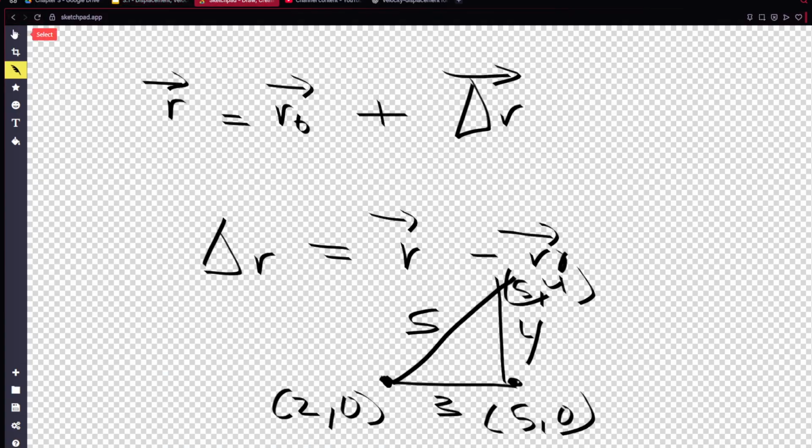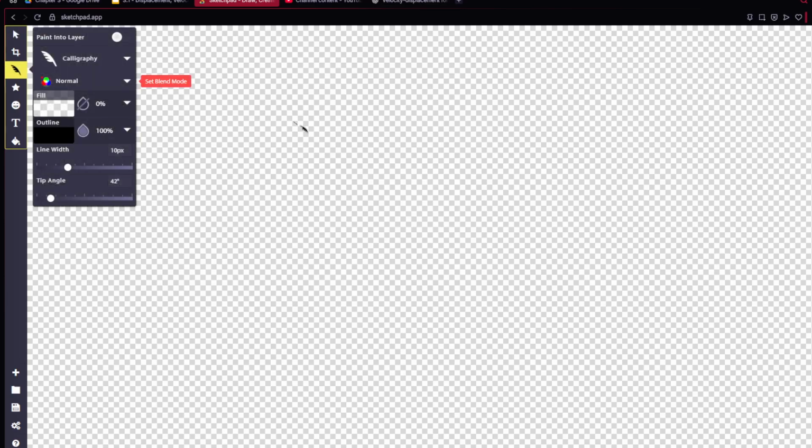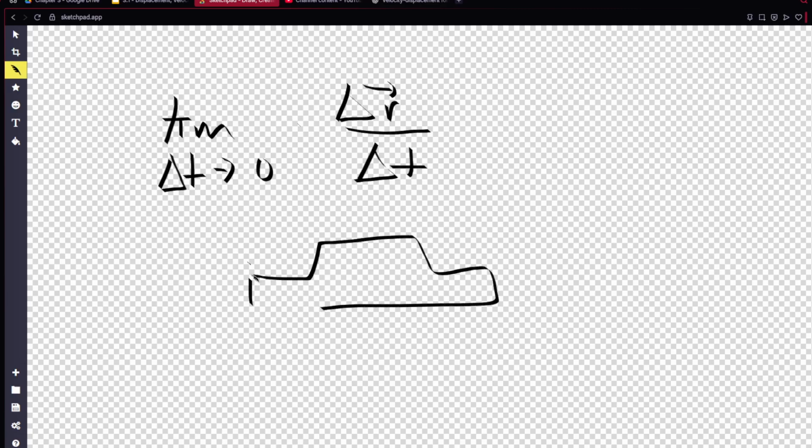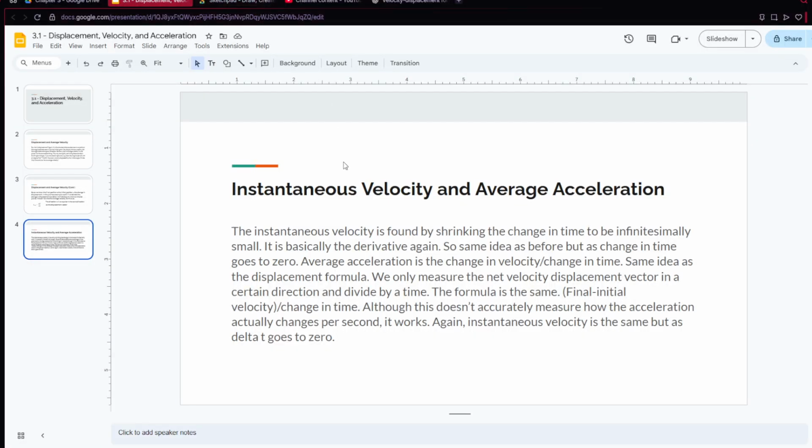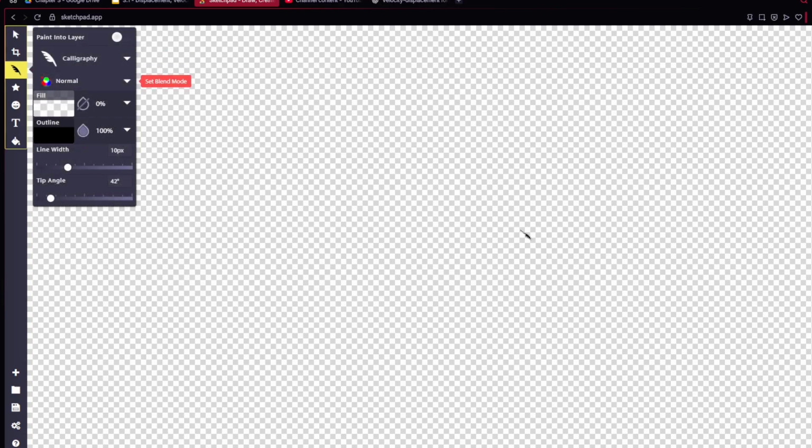Instantaneous velocity is the same exact idea. Nothing changes, except now we introduce a limit: as delta t approaches 0 of delta r over delta t. Same exact thing here, except the delta t is becoming 0 because that means we're measuring how fast the car is moving at pretty much an instant of time if time is barely changing between the 2 points. Average acceleration is the same idea, except it's change in velocity over change in time.